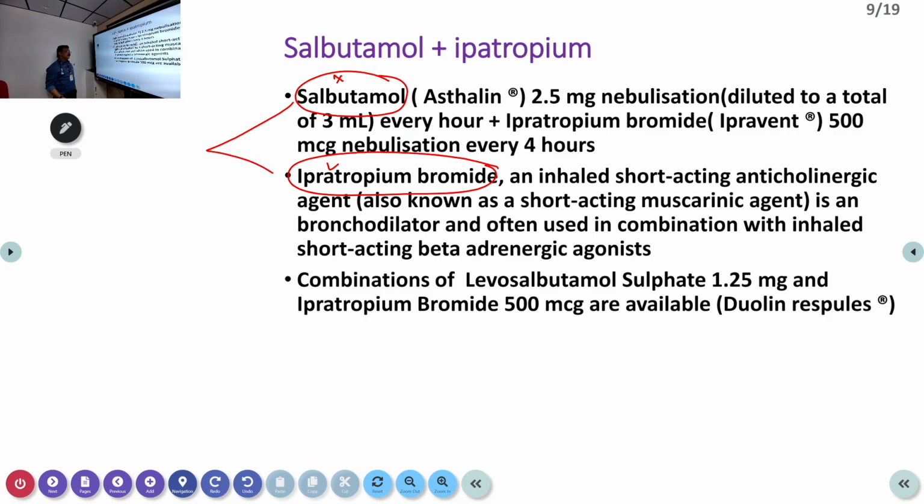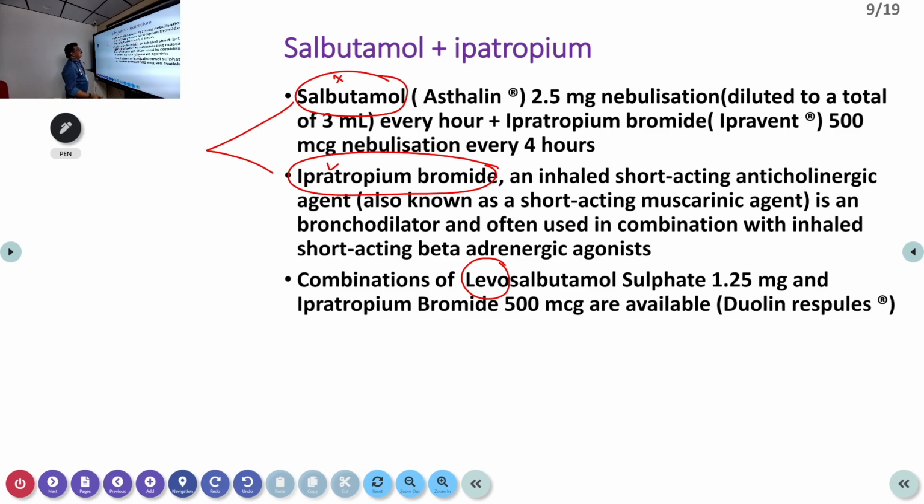In asthma, salbutamol alone is enough because it's a larger airway disease, but in most ERs we give these two drugs together, because patients can have features of smaller and larger airway disease in both diseases. So we give salbutamol with ipratropium bromide, or levosalbutamol. Nowadays we get levosalbutamol with ipratropium bromide.